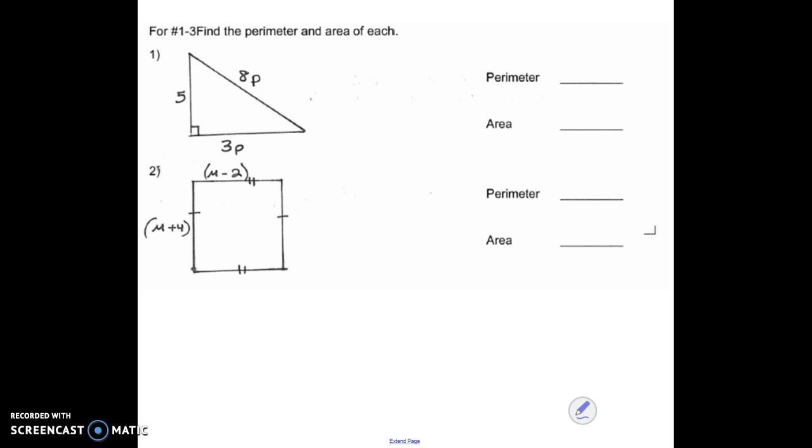So the first problem we're going to look at is finding perimeter and area. When the problem gives you variables in it, you're stuck with a solution that's an algebraic expression. So perimeter, you simply add all the sides. So 5 plus 8p plus 3p, right? And we have to combine like terms. 8p and 3p is 11p. So this is just 11p plus 5.